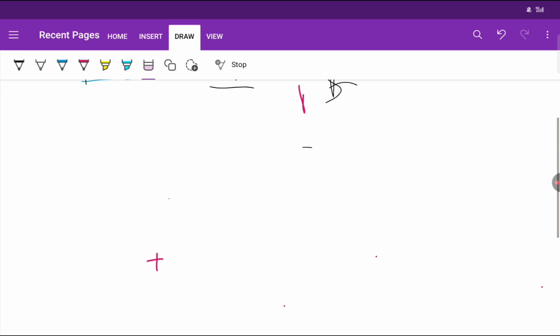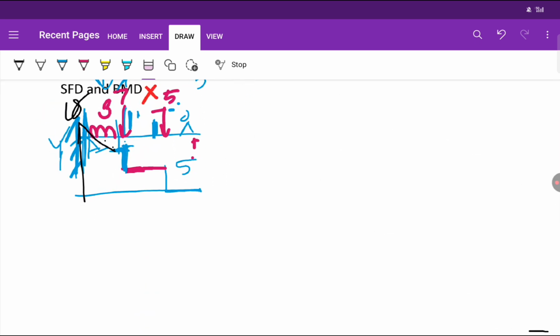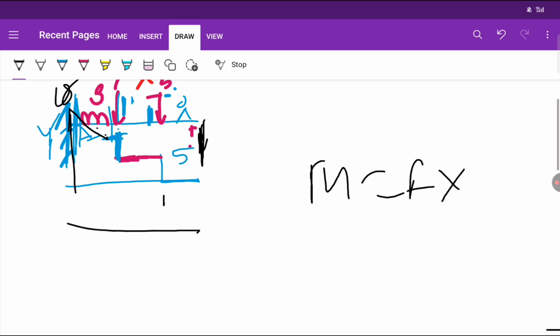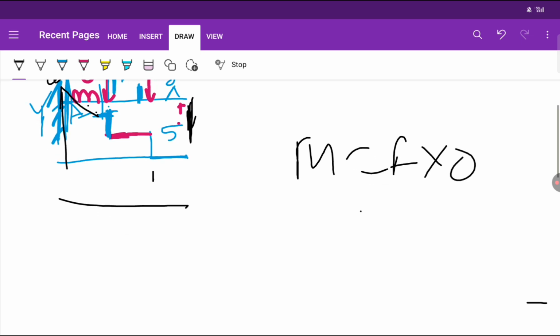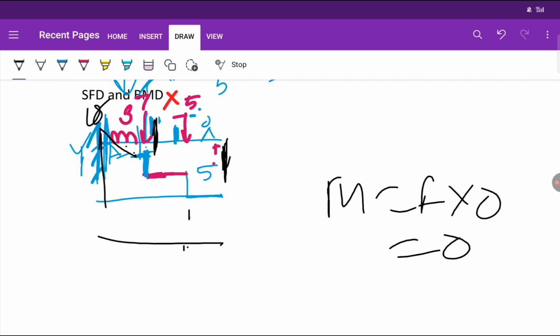I will take one simple example, and you can do it on your own. Here there is no load, so there will be no moment. At this point there is a load, but there is no perpendicular distance, and we know that moment is equal to force into perpendicular distance. So at this point the moment is 0. But up to the very left of this, how many loads are available there?